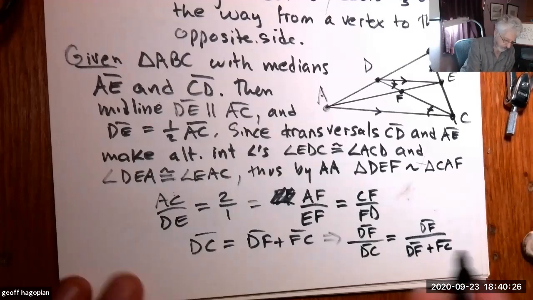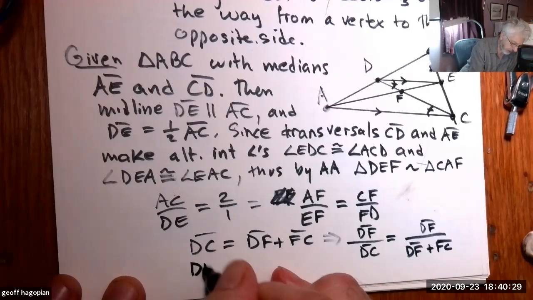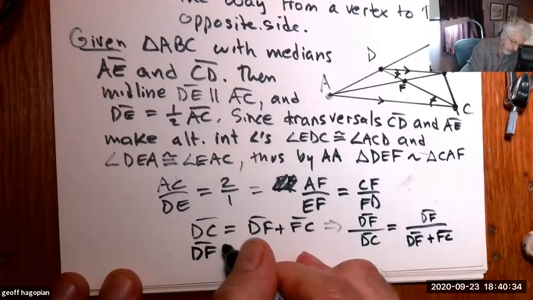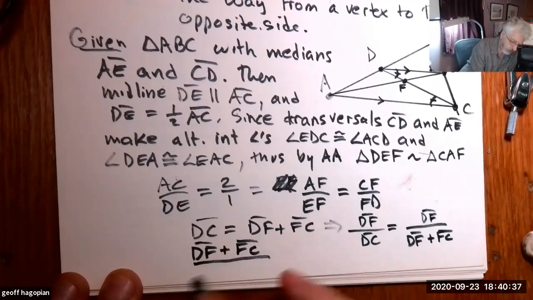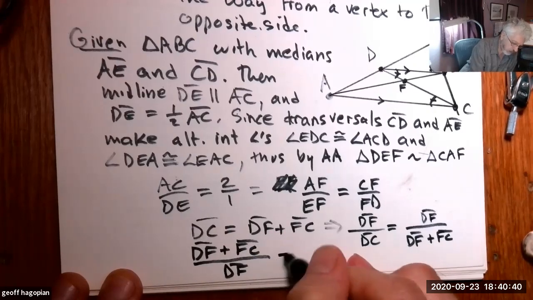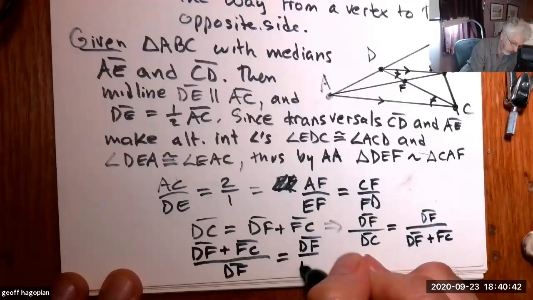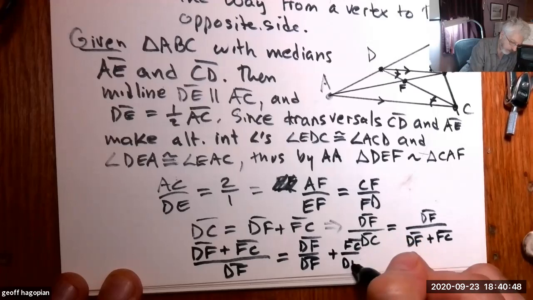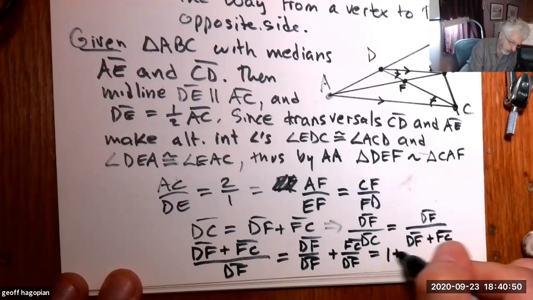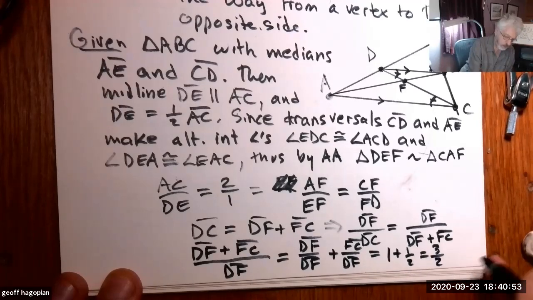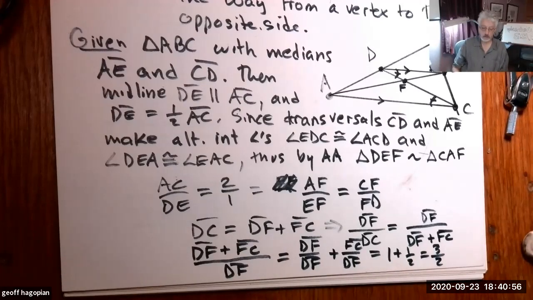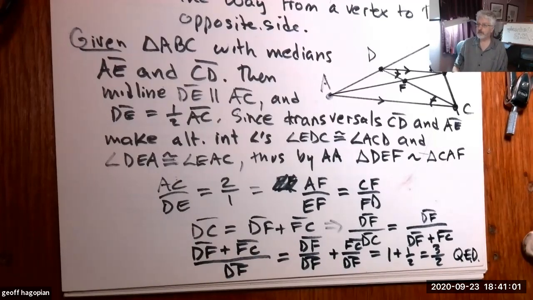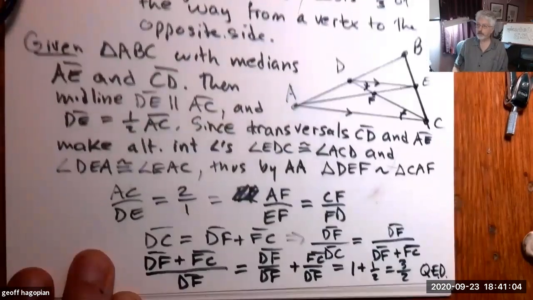So let's turn that about and we'll say DF. I'm running out of paper here, so I'm hoping that this will do it. DF plus FC over DF is equal to DF over DF plus FC over DF, which is equal to 1 plus 1/2, which is 3/2, which is the reciprocal of 2/3. I'm going to say QED here because we need to move on. Any questions about that? So we've kind of proven what we wanted to prove, right?